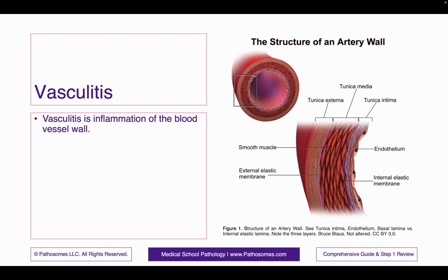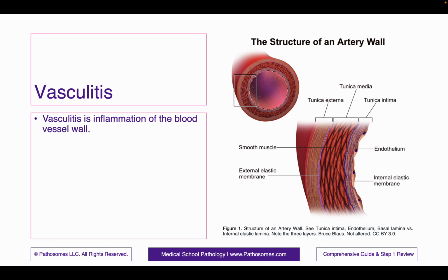Vasculitis. Vasculitis is inflammation of the blood vessel wall. You know the structure of an artery wall. You remember this from cell structure and function or histology, whatever your school calls it.